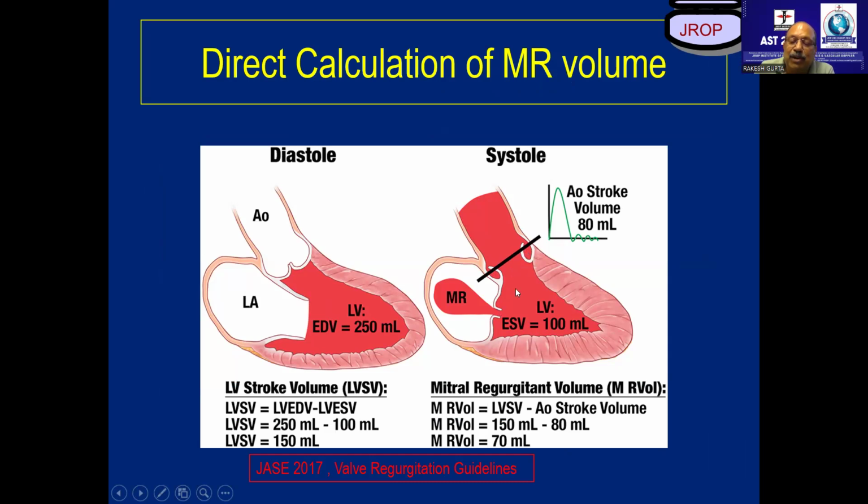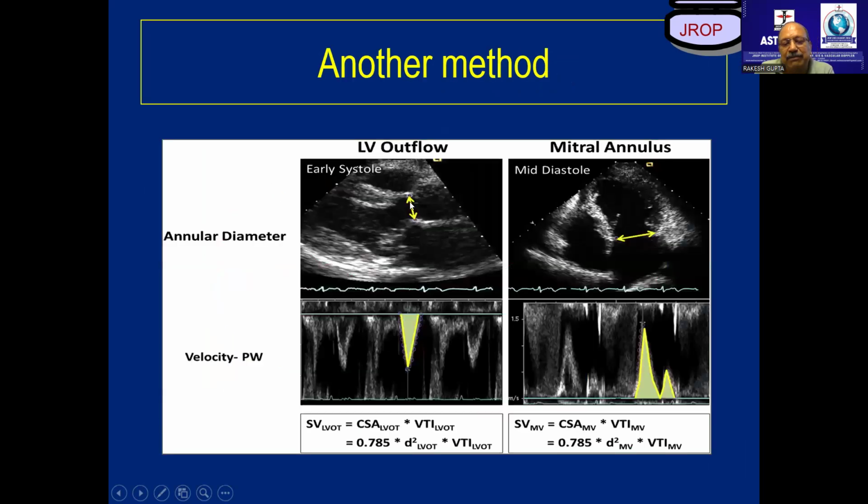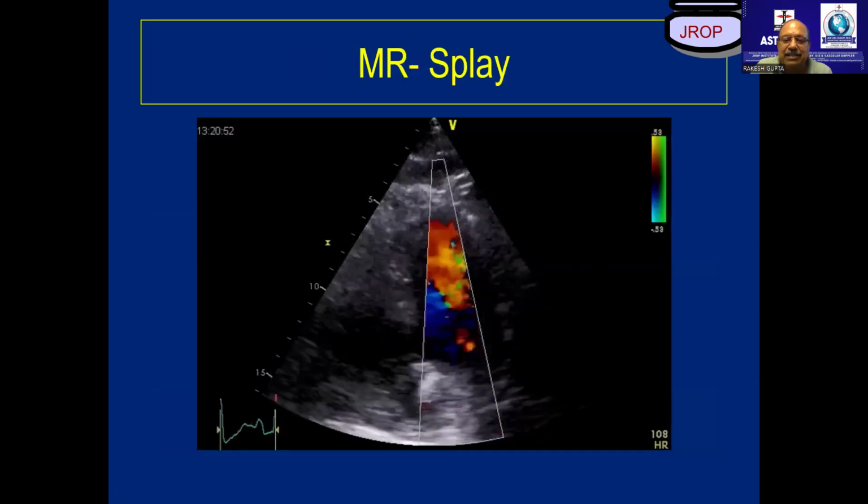If there is a severe MR, what will happen to the stroke volume of the aortic valve, LVOT? Increase or decrease? Decrease. A lot of blood is going back through the mitral valve. So I measure my LVOT stroke volume, using the LVOT diameter, as I told you already, and I measure my mitral valve stroke volume. Mitral valve stroke volume minus LVOT stroke volume gives my regurgitation volume. And if it's more than 60 ml, it is considered severe.